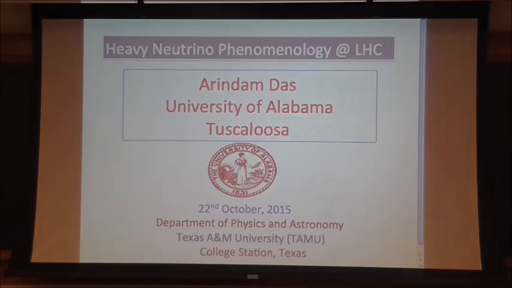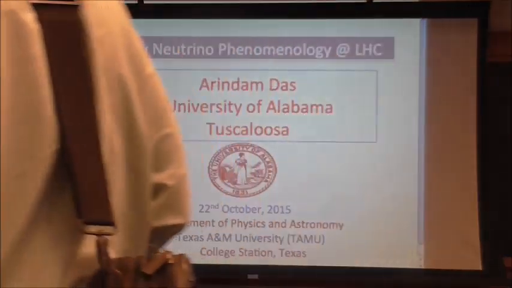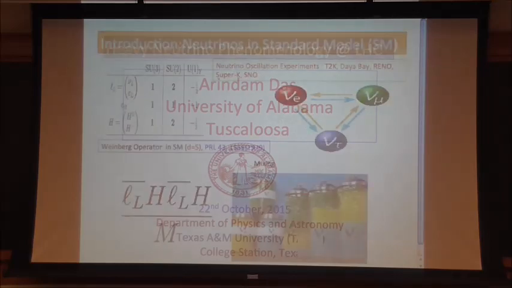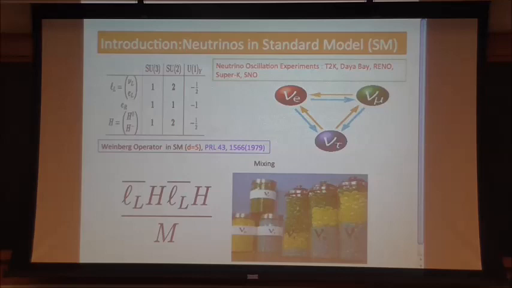Today I'm going to talk about the heavy neutrino phenomenology at the LHC. In the abstract you might see that it says colliders, because initially I thought I would include the ILC stuff, but I got rid of it. So it is just on LHC. We have the very well-known standard model with the lepton doublet, right-handed electron, and the Higgs doublet.